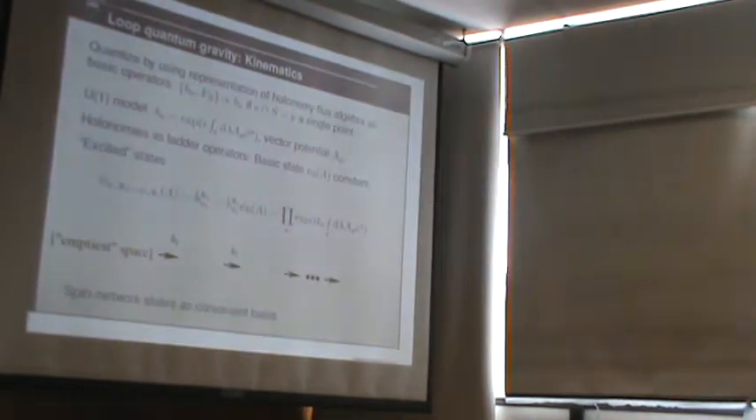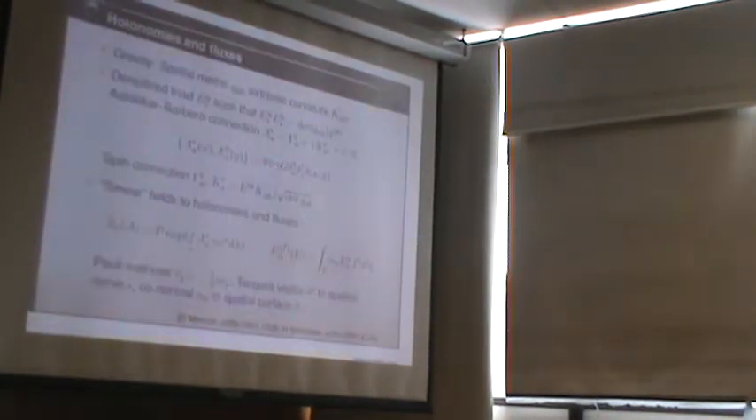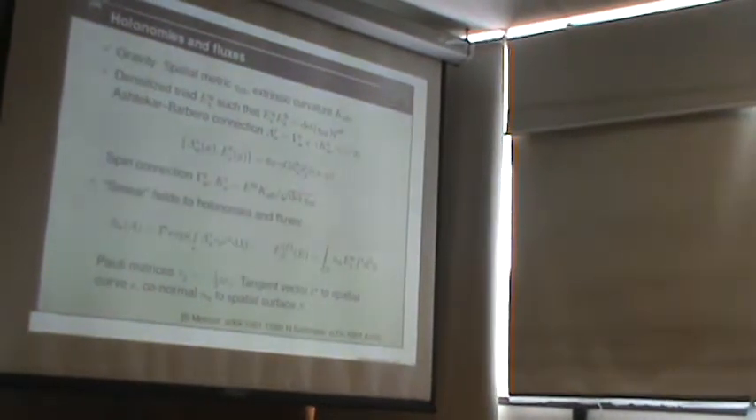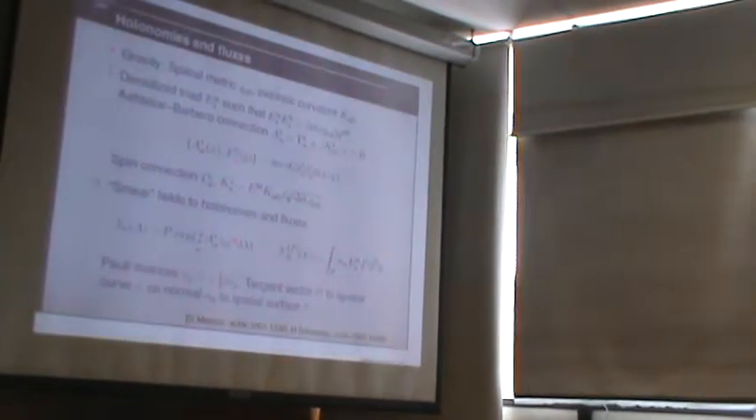Now, the SU(2) construction: the holonomies take values in SU(2) after exponentiating here. So there will be SU(2) operators, and F is canonically conjugate.